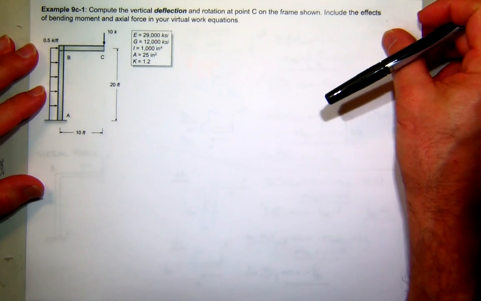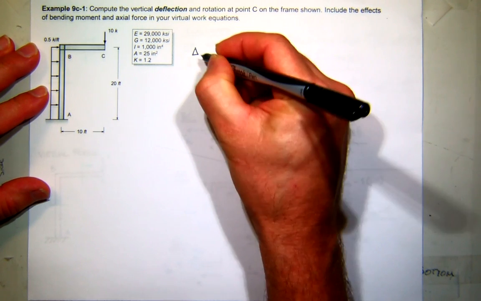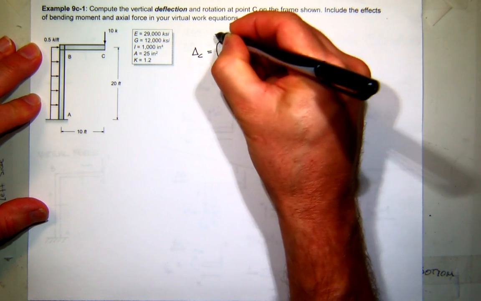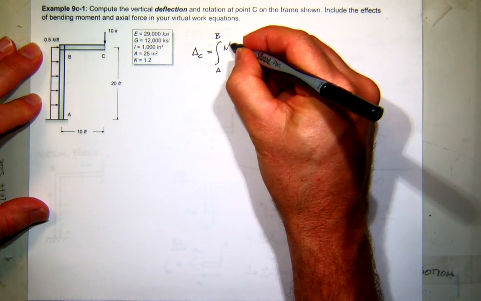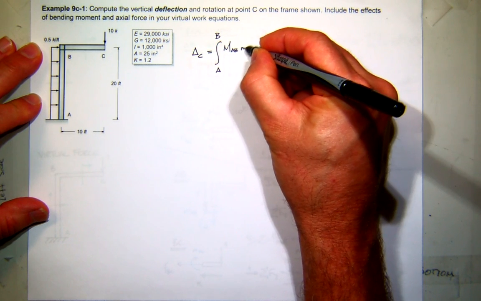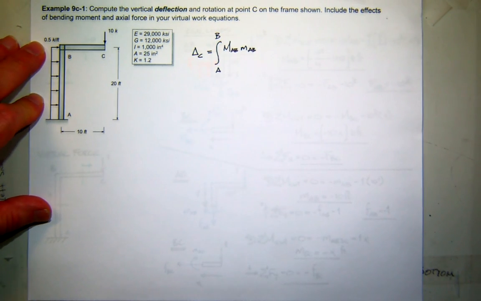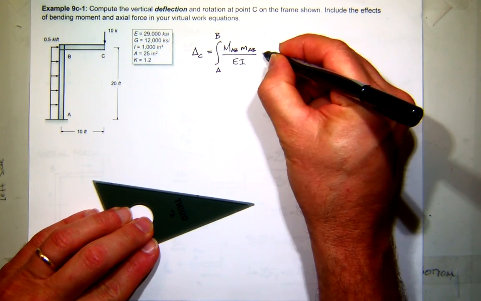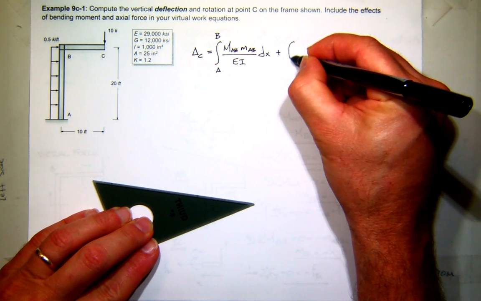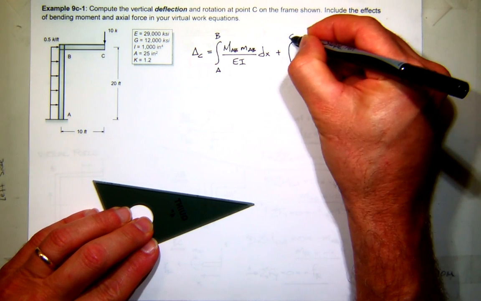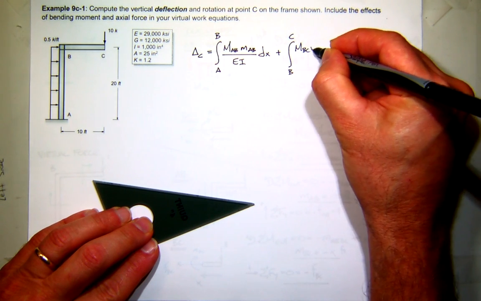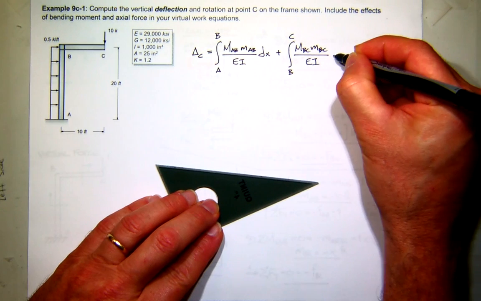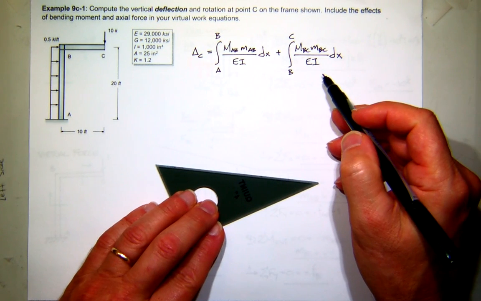So now the displacement at C is going to be the integral from A to B of the real moment times the virtual moment, divided by EI, plus the component from B to C. Now that takes care of the bending. What else do I have?